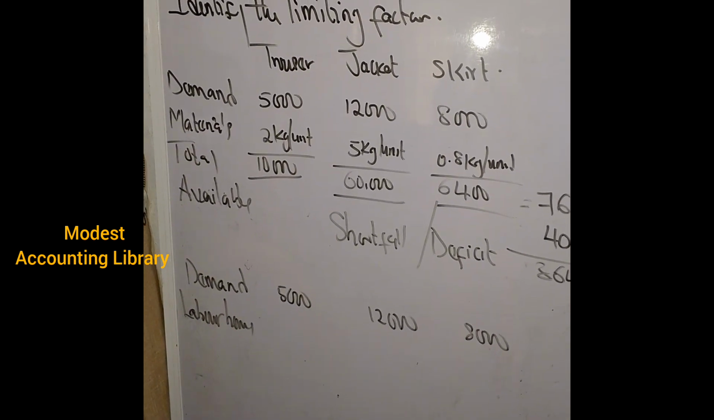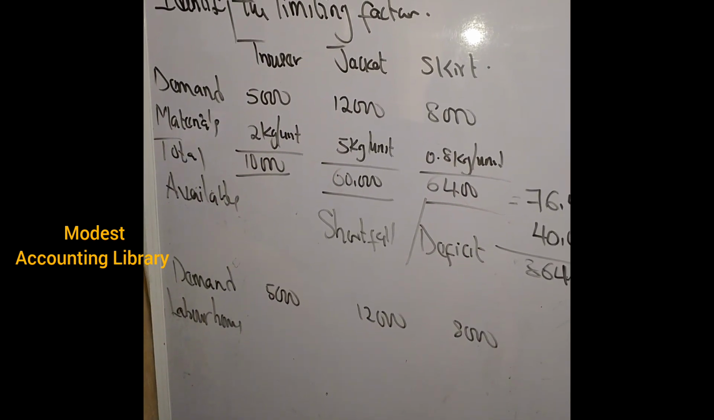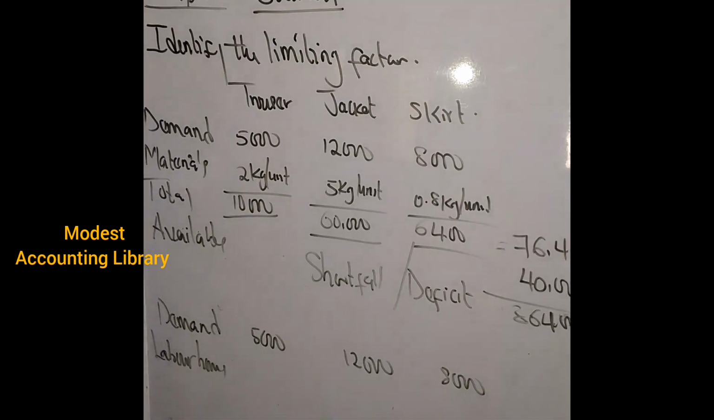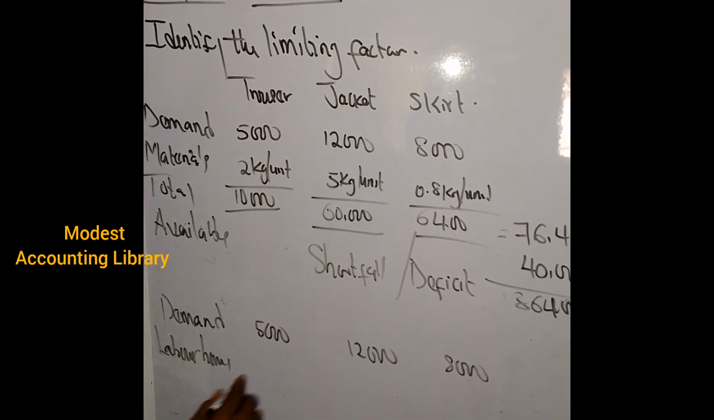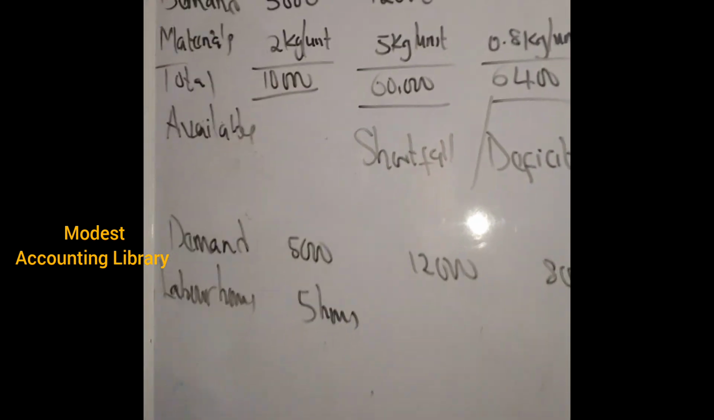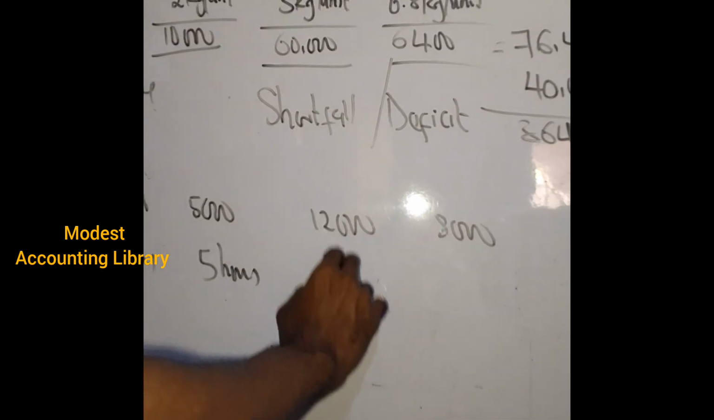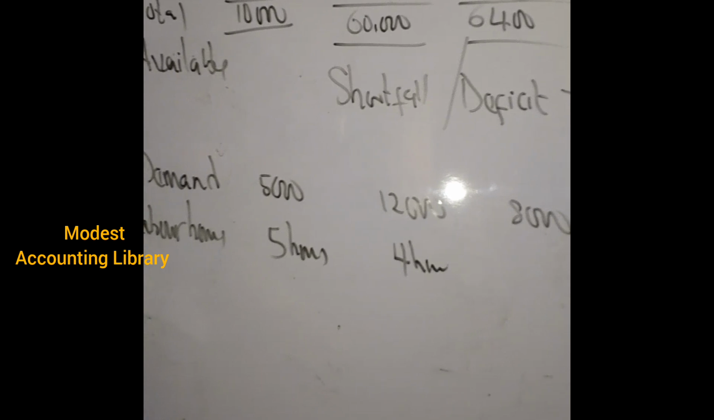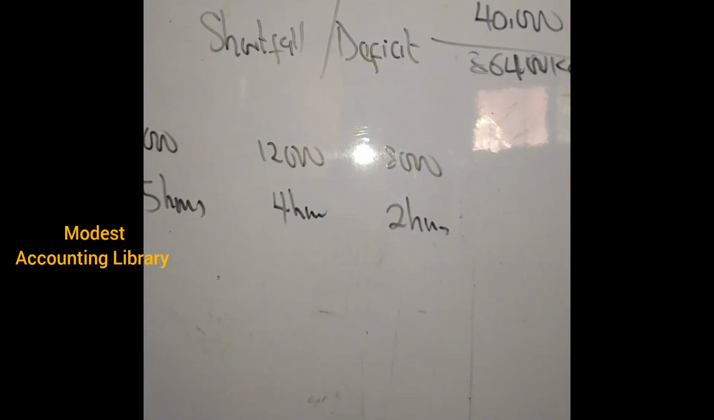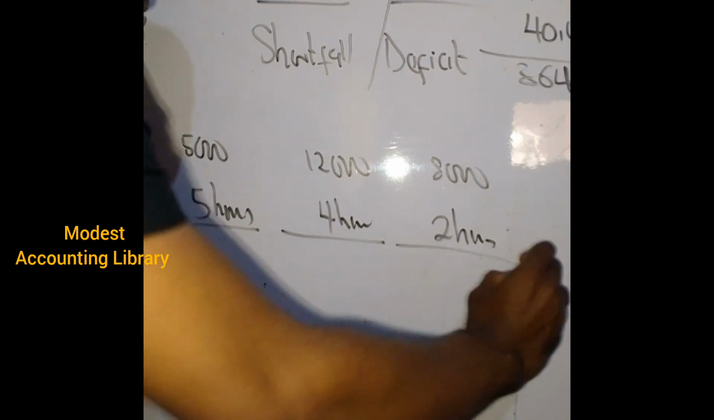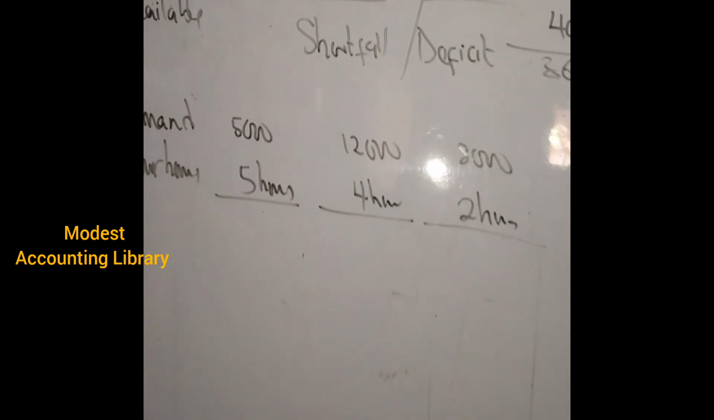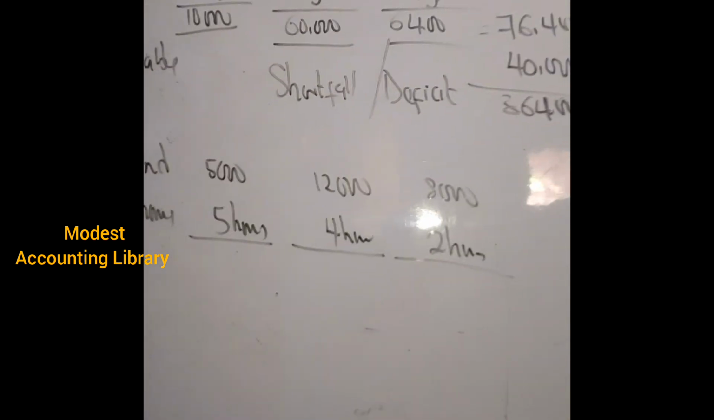Okay? In the question, they told us that there is 5 hours per demand. 5 hours, 5 labor hours. So I'm going to bring it here, 5 hours. Right? The next one, they told us that it is 4 hours. And this is 2 hours. So what I'm going to do, I'm going to multiply the labor hours alongside the demand, so as to give us the total labor hours that is required for this production.